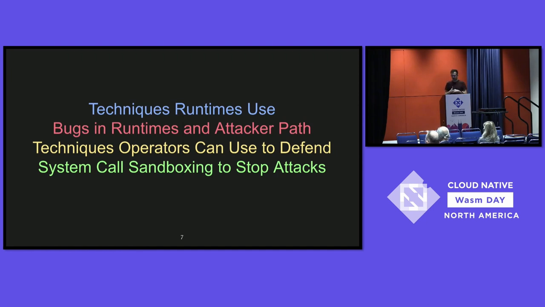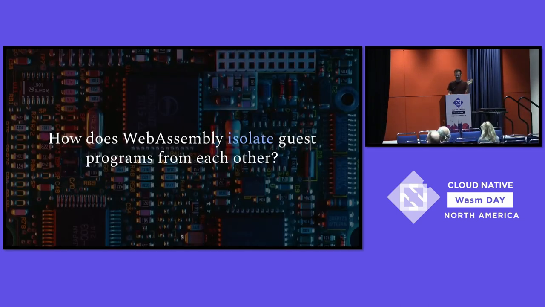So we're going to begin our journey by examining the techniques runtimes use to isolate WebAssembly programs. We'll expand into some isolation bugs in some of the runtimes and explore what attackers might do with them. We'll shift into some techniques operators can layer on top to defend themselves. And then we'll dive into a specific technique, system call sandboxing, that I've explored in more detail. So let's begin by examining some of those techniques that WebAssembly uses to enforce isolation.